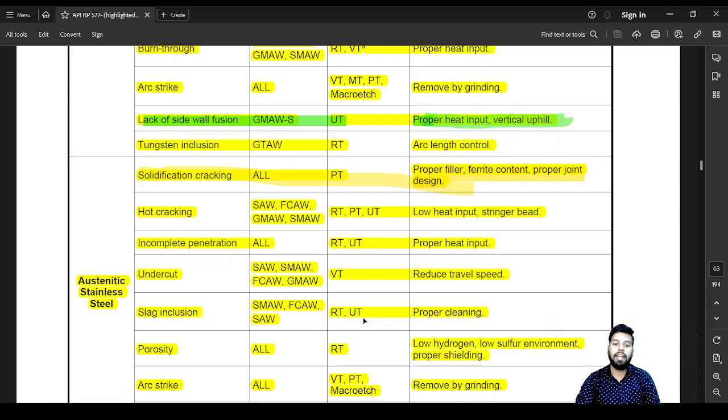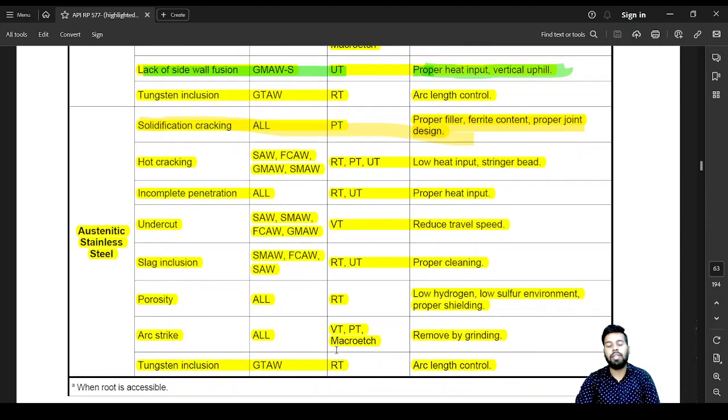Slag inclusion: RT and UT is the better option. Porosity: RT is the better option. Slag, arc strike: VT, PT and macro etching can be a better option, and in tungsten inclusion, RT is going to be the better option.